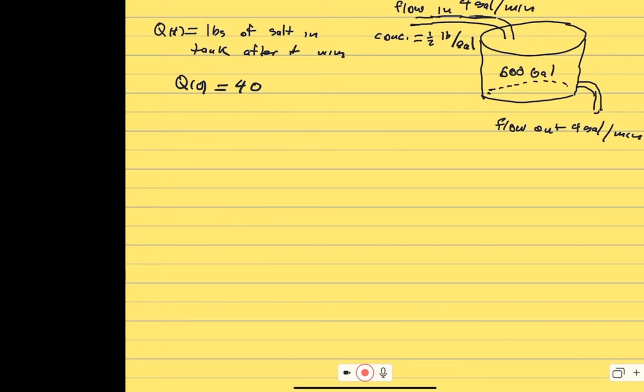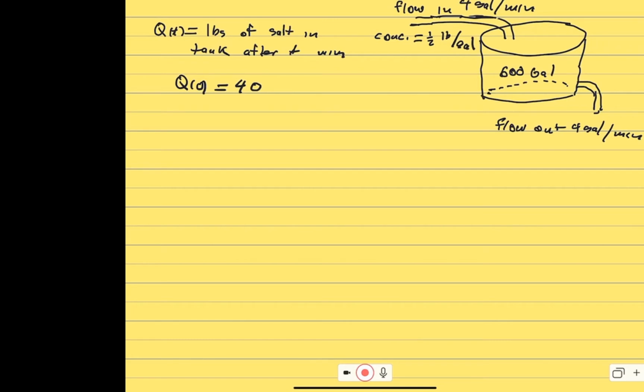All right, this is a flow problem. Schematically, we have a 600-gallon tank here. We have water flowing in at 4 gallons per minute, and the concentration is a ½ pound per gallon, and the flow out rate is also 4 gallons per minute. So we want to set up a differential equation and find out how much salt is in after t minutes. And we're given it starts with 40.